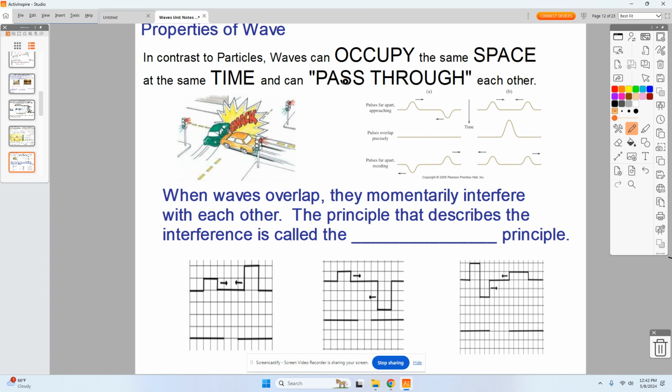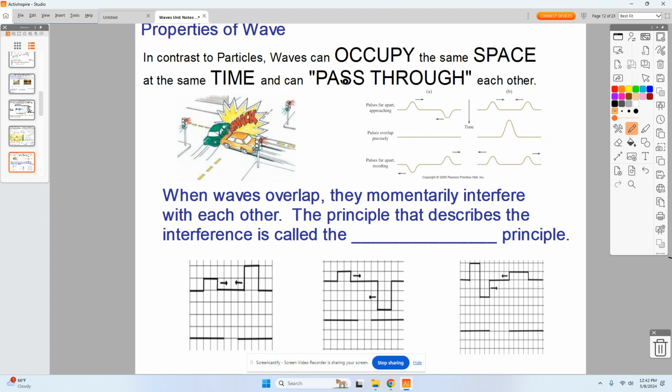So particles, when they collide, raise your hand if you've been in a car accident. When those cars collide, their kinetic energy is completely destroyed, right? It's gone into heat, it's gone into sound, deformation. The energy is changed. When waves collide, they interfere with each other and they pass through unchanged.